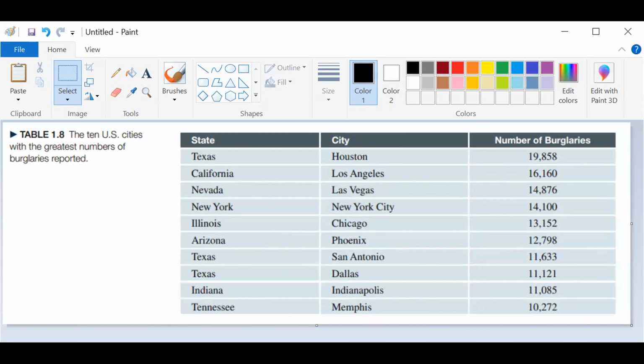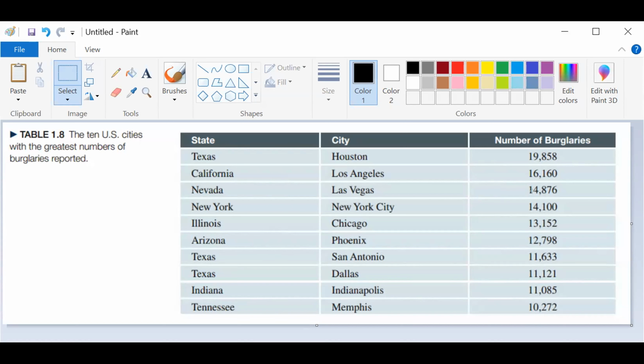So here's another example. You've got 10 US cities and the number of burglaries that were reported. And so the question that is given to you is, in what place are you most likely to be burglarized? Do you believe that you'd be most likely to be burglarized if you lived in Houston? Would you be the most likely to be burglarized if you lived in Chicago? Would you be most likely to be burglarized if you lived in Memphis?